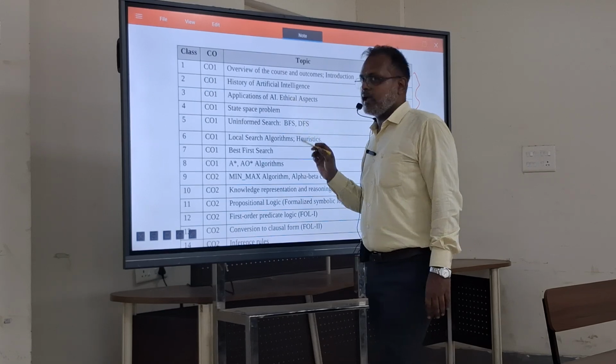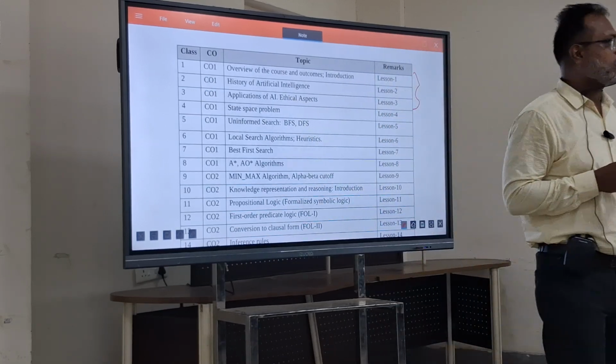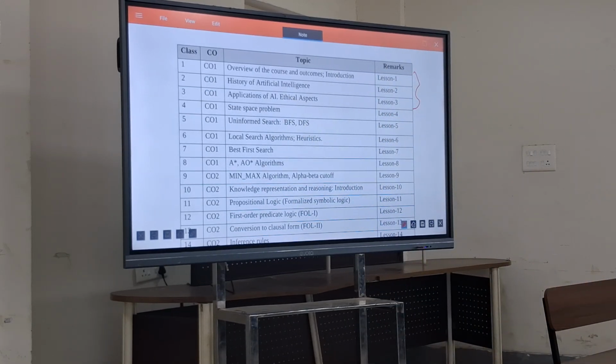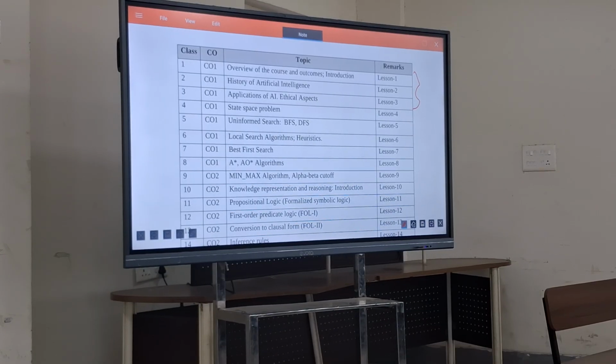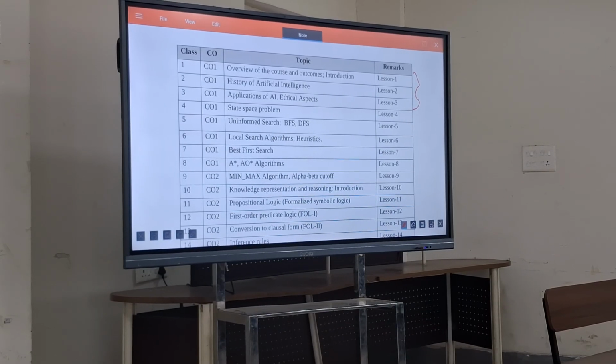So how AI can be applied. Now, if AI is applied, then what are the risks? What are the risks of AI, and what ethical aspect should we consider when applying AI? Okay.